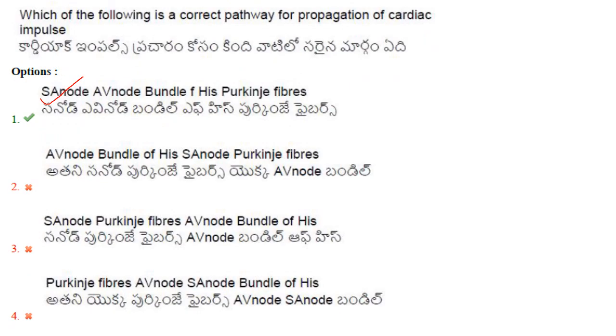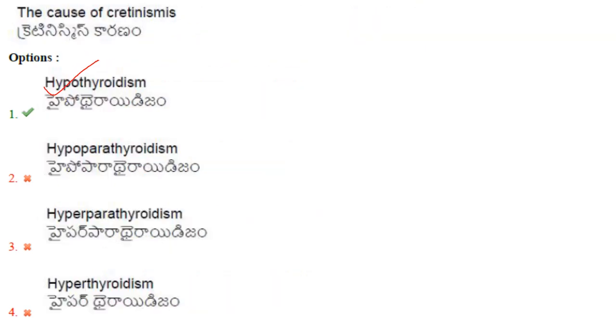Then next one. Which of the following is the correct path for the propagation of cardiac impulse? So SA node or sinoatrial node generates impulse. After that it goes to the AV node. From the AV node the impulse goes to the bundle of His, and from there it goes to Purkinje fibers and spreads all over in the ventricle. So the answer here is option 1, SA node, AV node, bundle of His, Purkinje fibers.